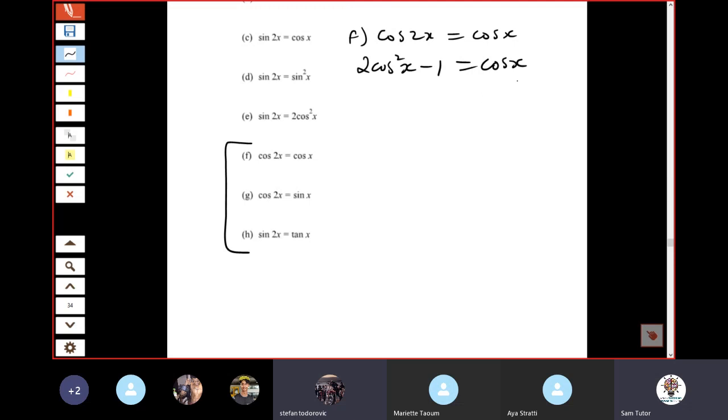Do you want this cos x on this side? Remember, you're trying to solve. So, do you ever have x's on 2 different sides? Nah, you want it on just one side. Cos x minus 1, 0.